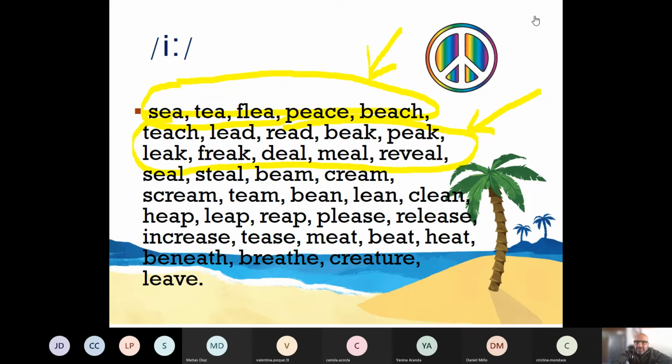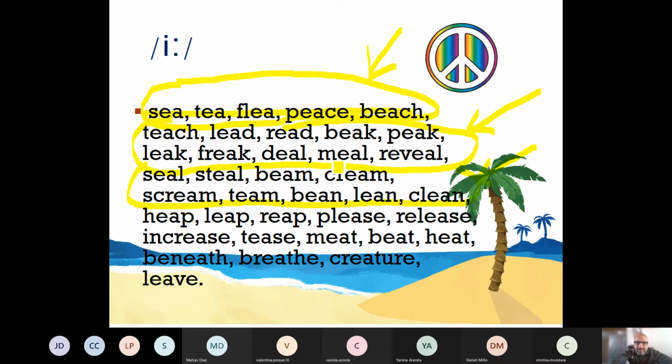Daniel Miño, could you read aloud, please, this selection? Okay. Seal, steel, beam, cream, scream, team, bean, lean, clean. Great. Thank you so much.